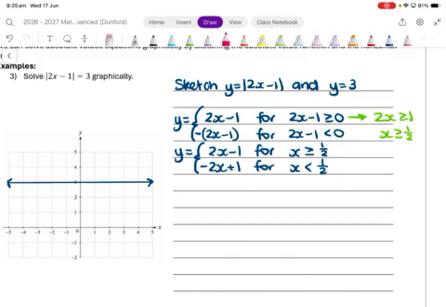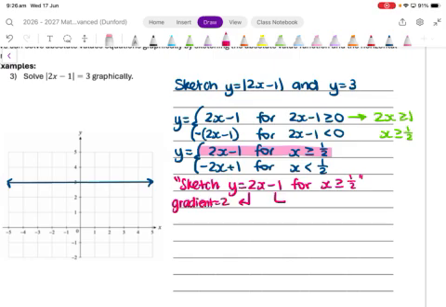Okay, so what we're going to do is we need to sketch both pieces of our piecewise function now. So we're going to sketch y equals 2x minus 1 for x is greater than or equal to a half. Okay, so what we have is our 2 tells us that we have a gradient equals 2. Our minus 1 is our y-intercept equals minus 1.